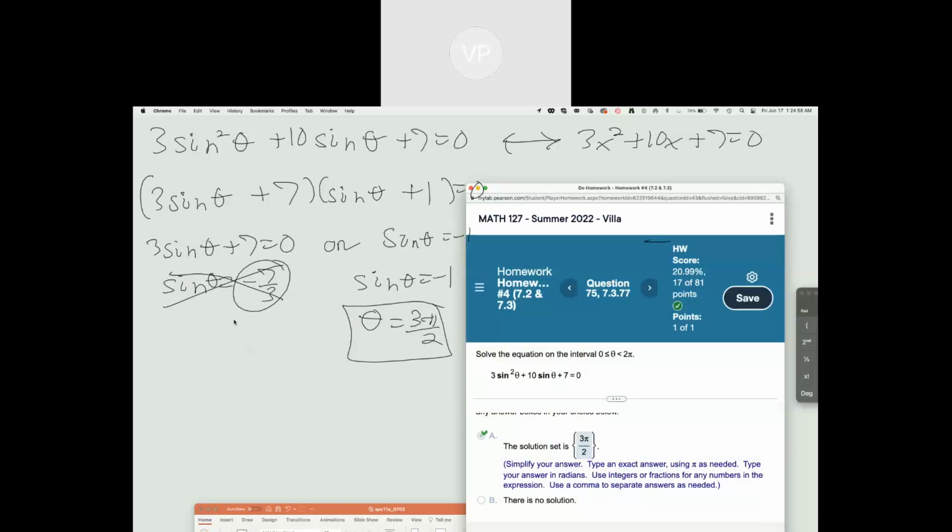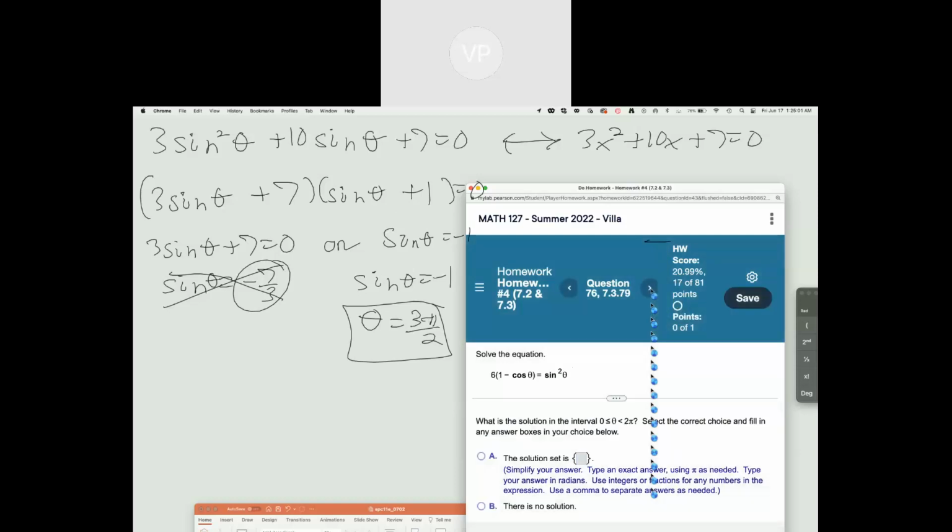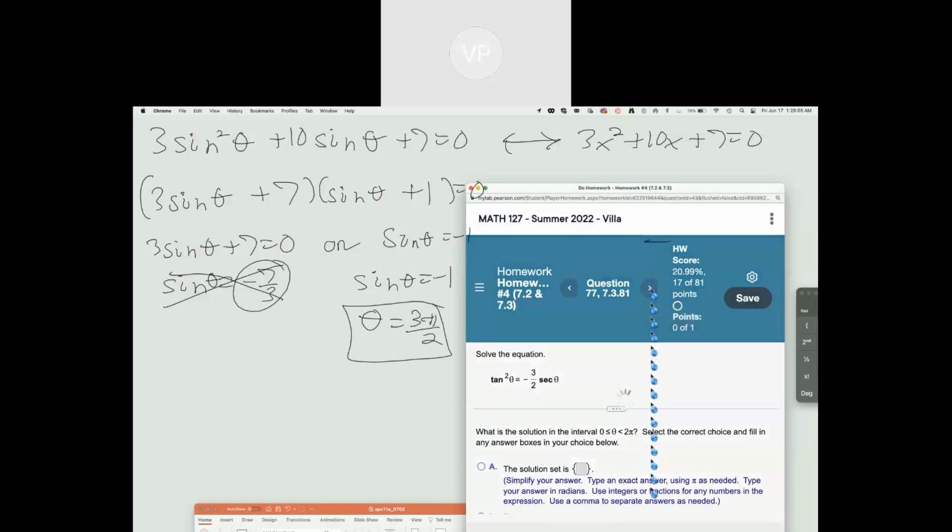And that's it for number 75. It looked worse than it was, but once you get it set up, you treat this as two independent problems and you solve both of those.